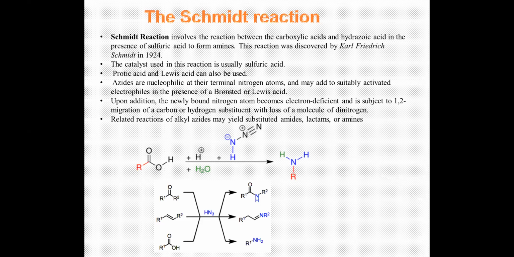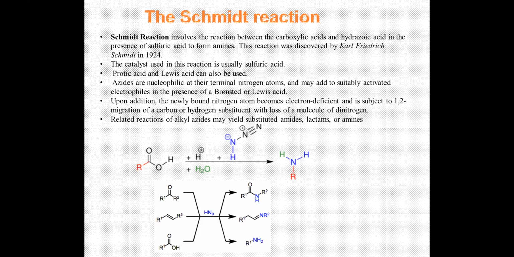Schmidt reaction involves the reaction of your carboxylic acid with hydrazoic acid, that is HN3, in the presence of sulfuric acid to form an amine. So this is nothing but a mechanism where you can convert an acid to an amine by using hydrazoic acid in an acidic medium. Very important, in an acidic medium to give you the corresponding amines. So it is an acid catalyzed reaction. Even a Lewis acid can be used, like aluminum chloride, ferric chloride, and all can be used.